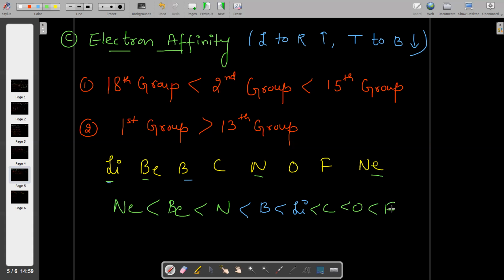We have already covered lithium, then you have carbon, then oxygen, and then fluorine. So whenever you are asked to compare electron affinity, just remember the group 18 element will come at the lowest, then group 15, then group 2, and another exception is that group 1 will have more electron affinity than group 13 elements. Then you start applying the general trend.